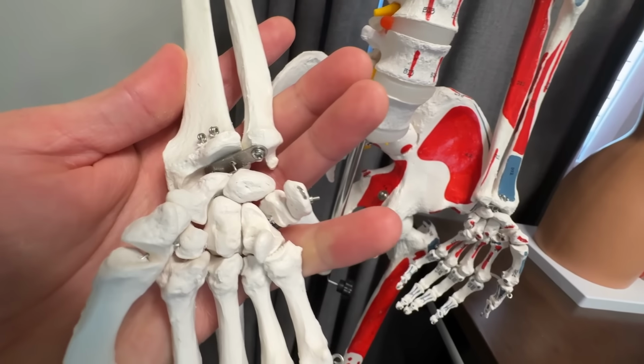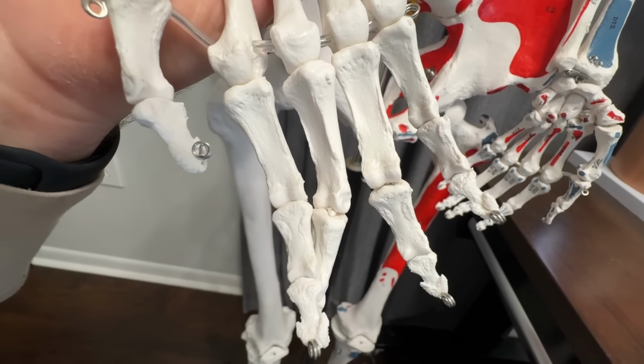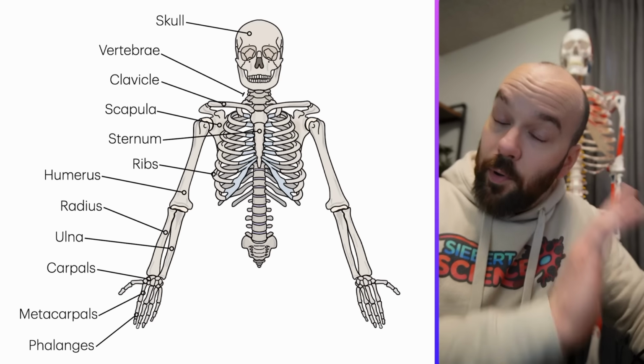And then down right here we have the carpal bones, and then the metacarpals, and then these are all of the phalanges of the hand. So those are all the bones of the arm.